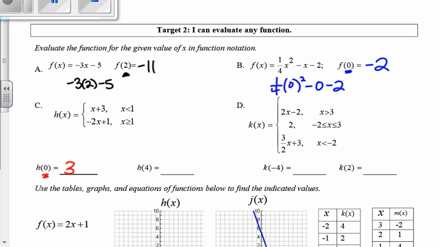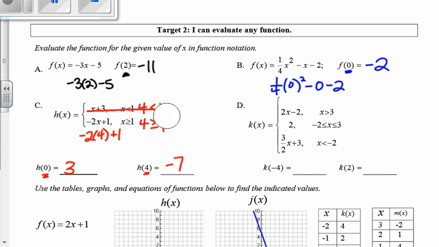So now we have an input value of 4. So I'm going to test that in the inequalities. Is 4 less than 1, or is 4 greater than or equal to 1? Well, 4 is not less than 1, so we're going to ignore that top because that wasn't true. The bottom was true, so we're going to plug in 4 for x in the second equation. And if I simplify that, I should get -7.